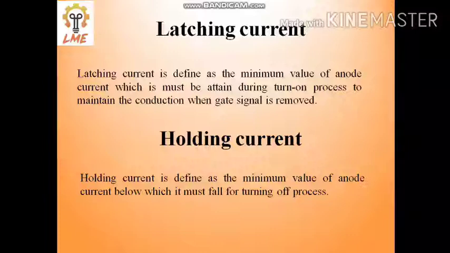Suppose the holding current is 8 ampere. When conduction is going on through a load and 50 ampere is passing through the anode, then for turning off the thyristor, that 50 ampere should come down to 8 ampere or below for the turning off process of the SCR. So that is known as the holding current. This is the minimum value of anode current below which it must fall for the turning off process. Okay, so let's go for the next one.